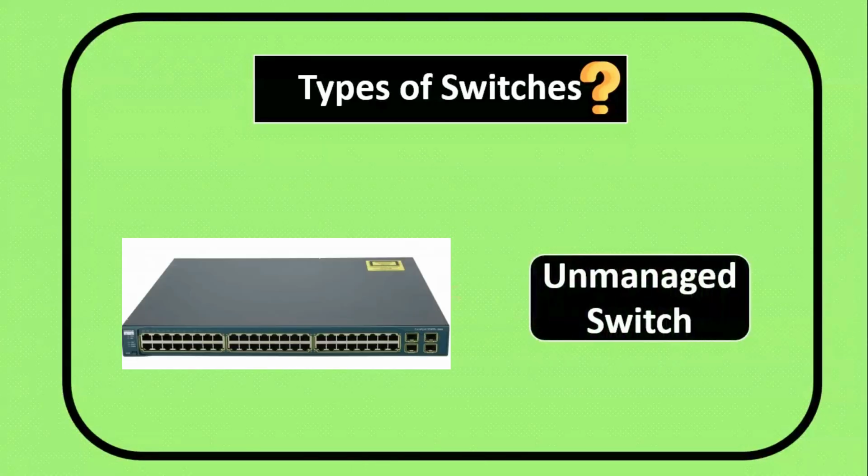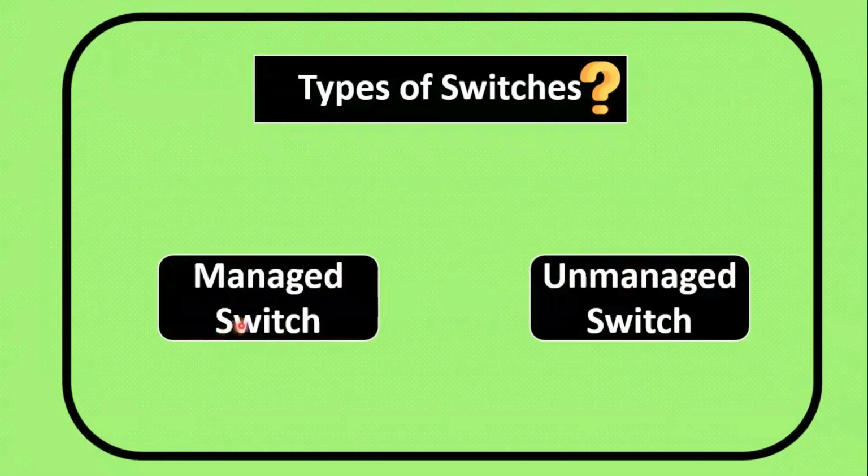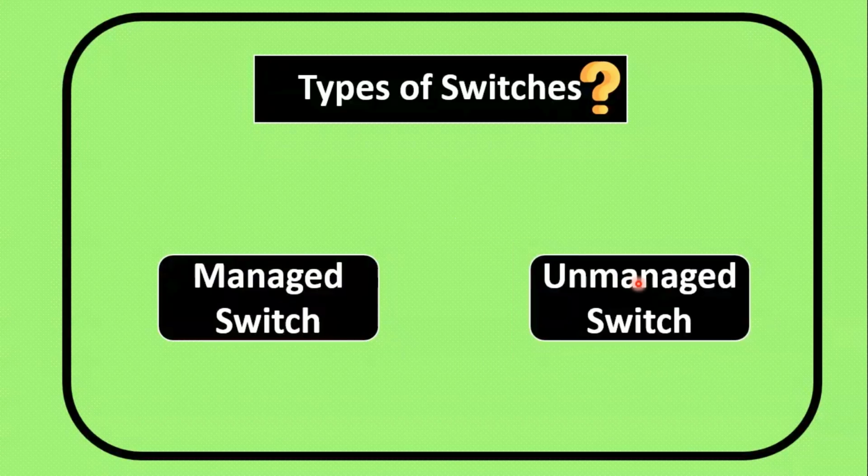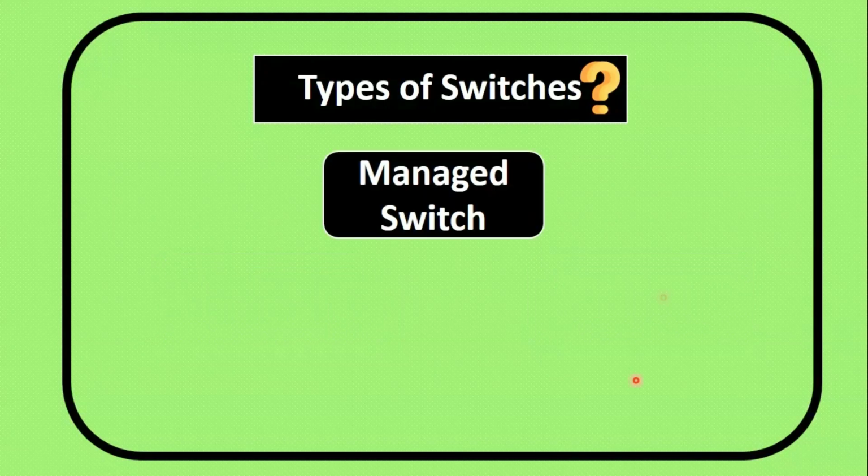A managed switch can provide control over the network, and we can do the configuration based on the requirement, and we can manipulate the traffic. An unmanaged switch, we can simply say, is a plug and play kind of thing. In an unmanaged switch, we cannot do any configuration. This switch generally acts like a repeater, and we can simply plug it in and it will work. So no configuration is needed for unmanaged switches.